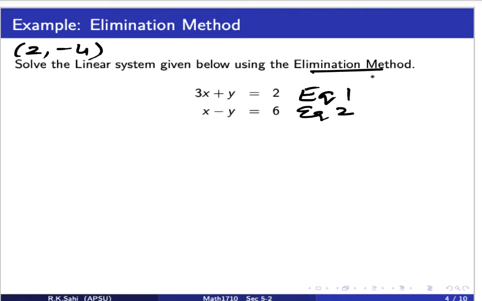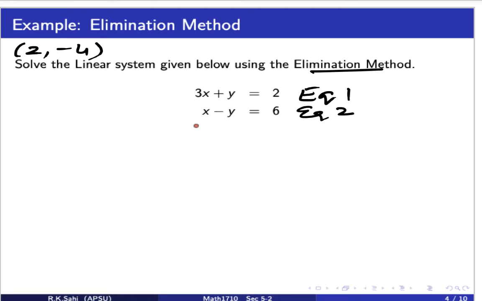Elimination means removing one of the variables. Now we can remove x or we can remove y. It does not matter, but the way to proceed is to make your life simple. So I would prefer removing y, because when I add these two equations, plus y and minus y have the same coefficient value but opposite signs. That makes it easy, doesn't it?